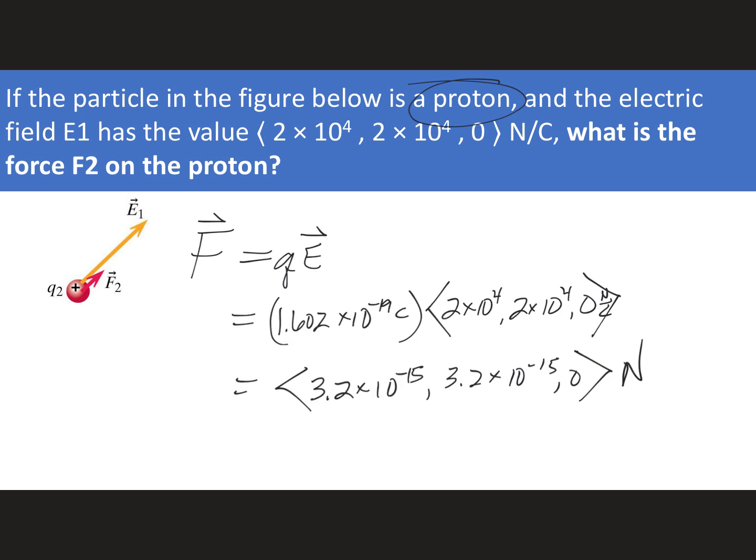Really small number of newtons. If we wanted to compute that magnitude, we'd have to square both things, add them, square root it. If they were asked for that, we also know it's at 45 degrees since the x and the y components are the same. So it would be easy to answer those kinds of questions if they're asked.